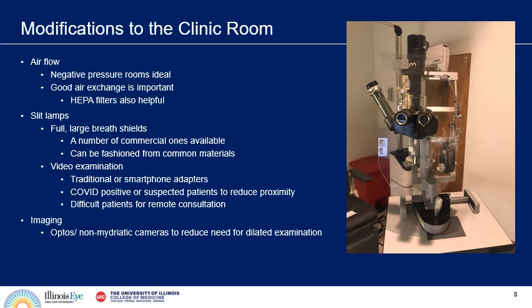Modifications to the clinic room that can be helpful. Certainly, you want rooms with good airflow. Negative pressure rooms are ideal, but rare in an ophthalmology clinic. Good air exchange is important. If all else fails, a HEPA filter can be helpful as well.